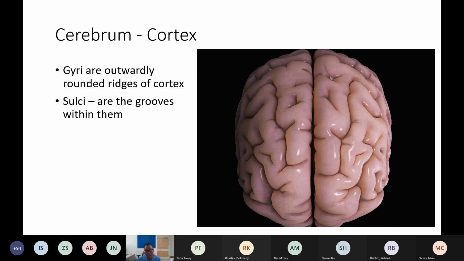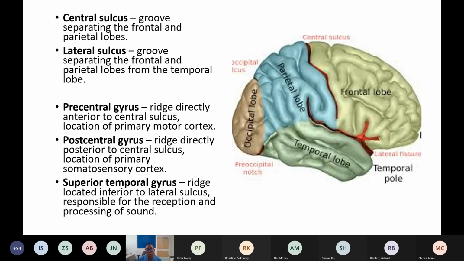So underneath all of that, we have the cerebral cortex, which is a very convoluted piece of tissue with a number of bends and grooves. And there are terms that we use to discuss this. So we have the gyri, or a singular gyrus, which are these outward rounded ridges of cortex. And then in between in these grooves, we have the sulci, or an individual sulcus. And these are quite important anatomical landmarks that we can use when we're looking, again, at a dissection or at a scan, just to help us orientate ourselves to where we are.